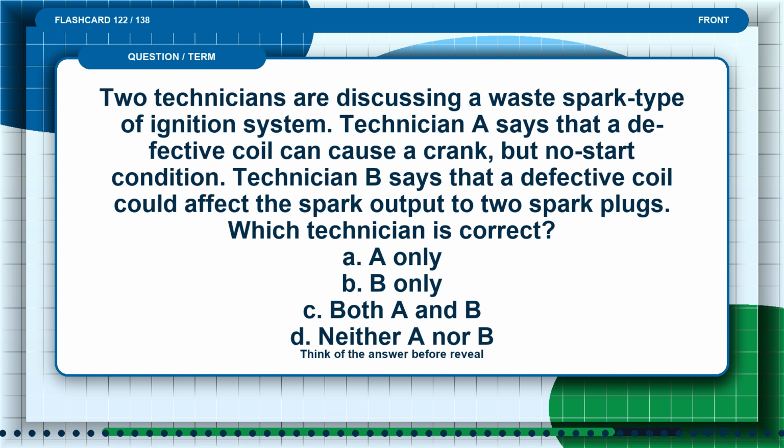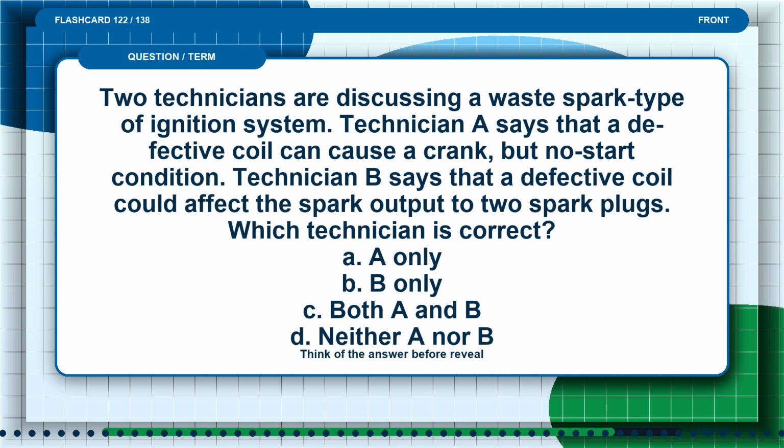Flashcard 122. Two technicians are discussing a waste spark type of ignition system. Technician A says that a defective coil can cause a crank, but no start condition. Technician B says that a defective coil could affect the spark output to two spark plugs.